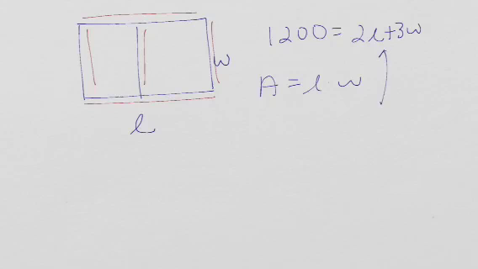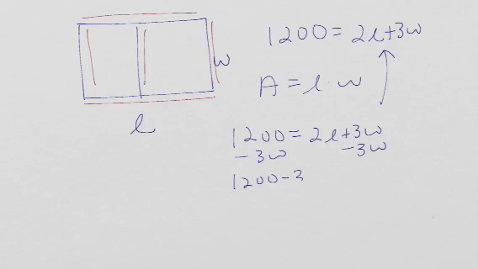So that's asking me to solve this for L. And so 1,200 equals 2L plus 3W. Subtract my 3W on each side. 1,200 minus 3W equals 2L. Divide everything by 2, and I get 600 minus 3/2 W equals L.